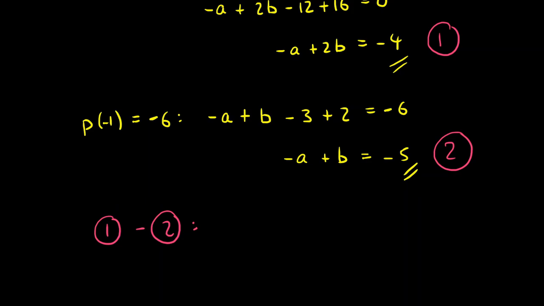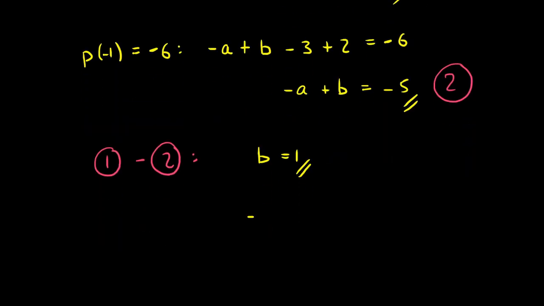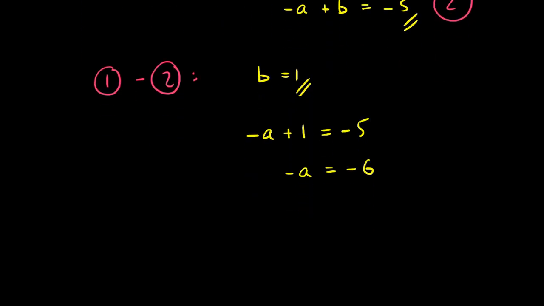And so that means I'm going to get negative a minus minus a, that's 0. 2b minus b, that's b. And then negative 4 minus minus 5, that's plus 5. So b is going to be equal to 1. And if b is equal to 1, I can substitute that into here. I'm going to get negative a plus 1 is equal to negative 5. Therefore, negative a is equal to minus 6. And that means that a is equal to positive 6.